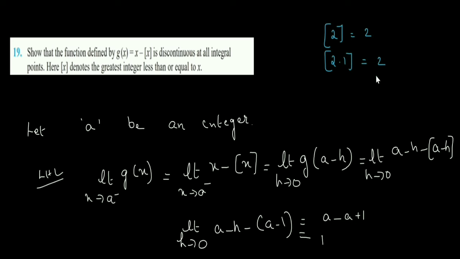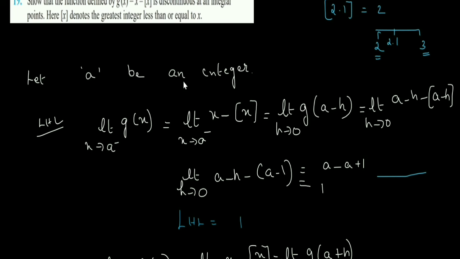it is 2. See, 2.1 lies between two integers, 2 and 3. So for the greatest integer function, you should write an integer which is not greater than 2.1. You will write the previous integer, so you will write 2. You won't write 3.